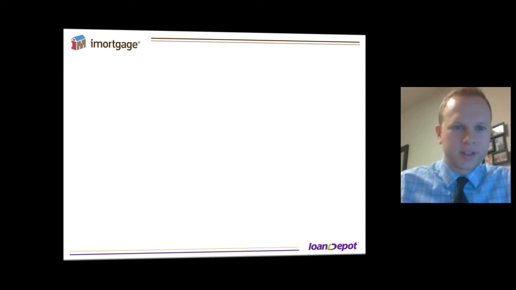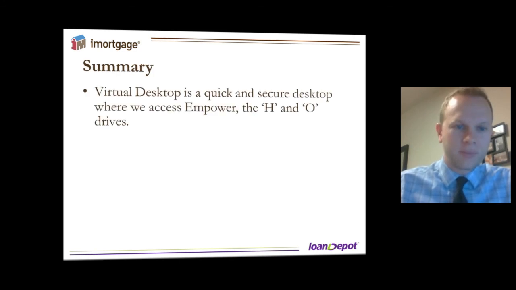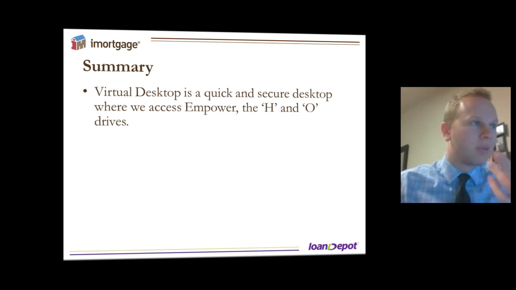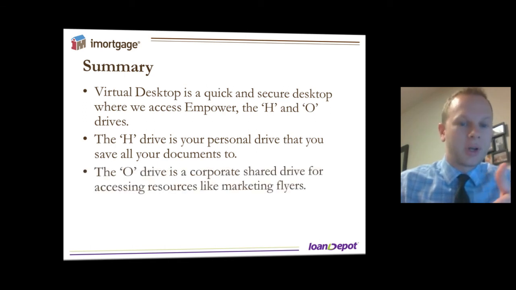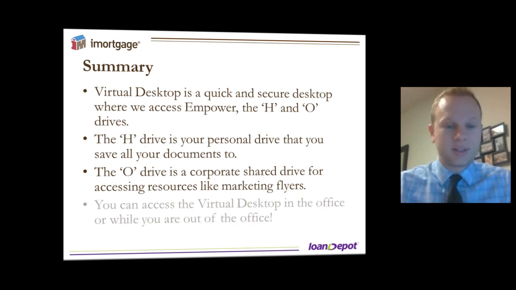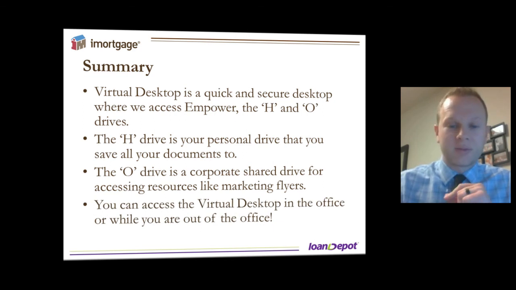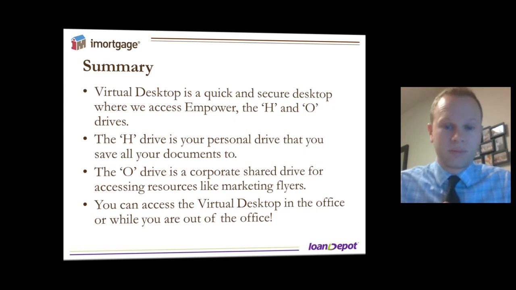Now let's go ahead and summarize this for you. So far, you learned that the virtual desktop is a quick and secure desktop that is virtual, and it's where we access and power the H drive, the O drives. The H drive is for us personally. That is what we utilize when we want to save our borrower's documentation or personal information. The O drive is a corporately shared drive for accessing resources like the marketing flyers that I showed you. We don't save anything to the O drive. The other thing is that you can access the virtual desktop while in the office or out of the office and at home.